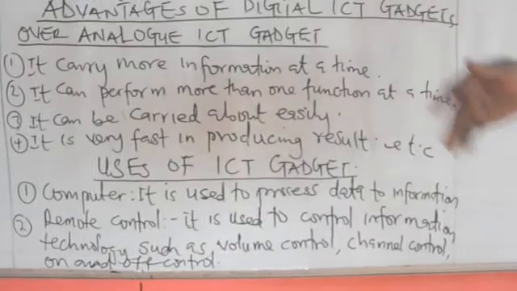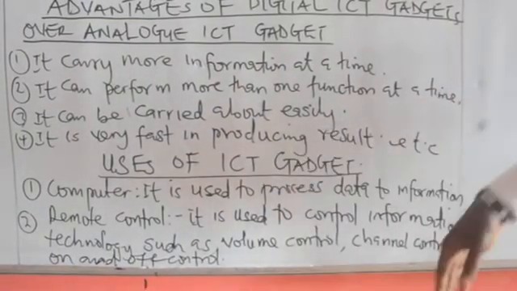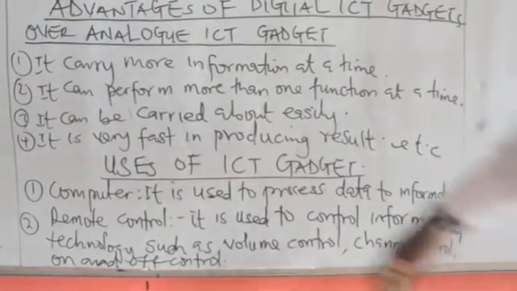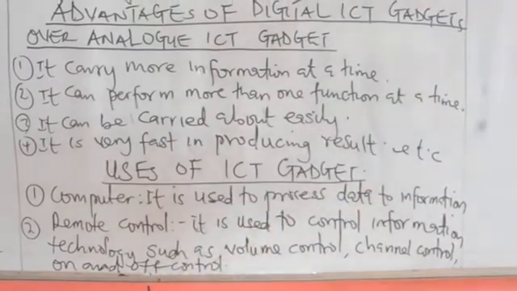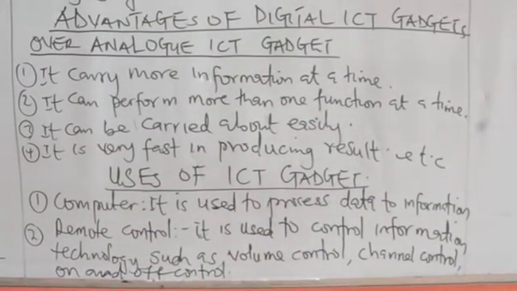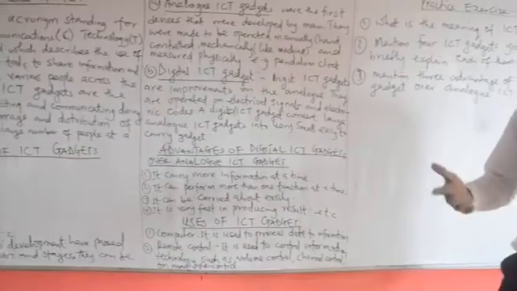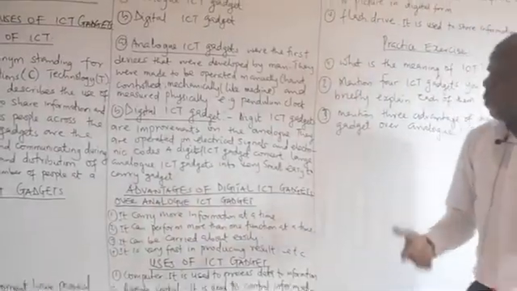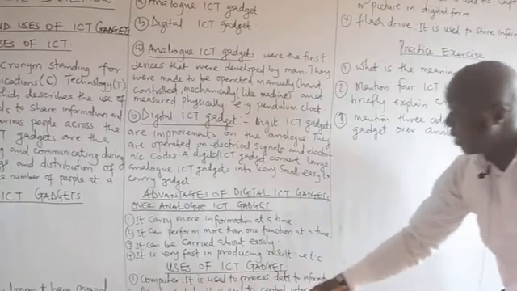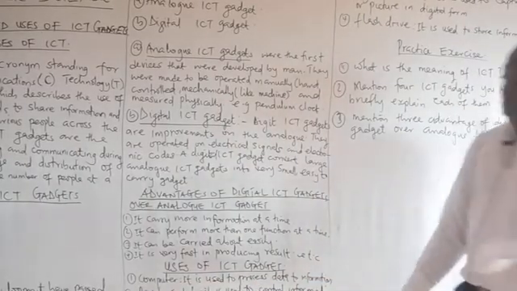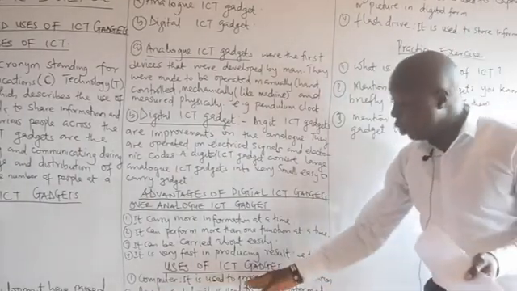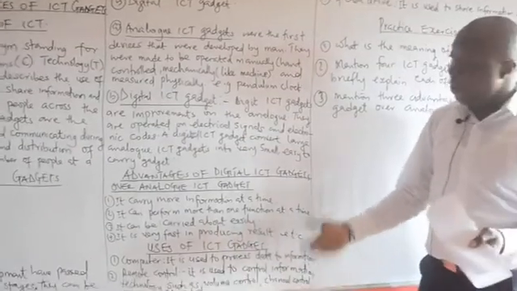And what are the uses of ICT gadgets? Some of the ICT gadgets include the computer. I believe most of you know what a computer does. The computer is used to process data to information. That is, we use the computer to process data to information.